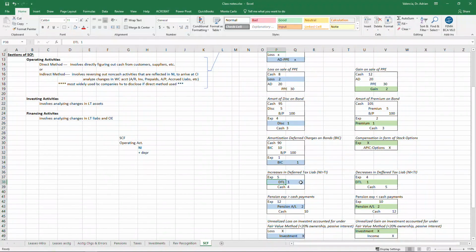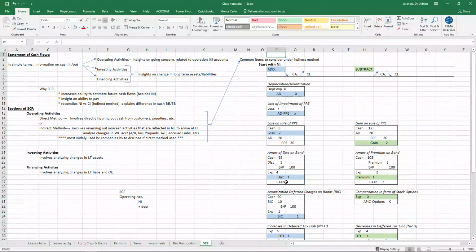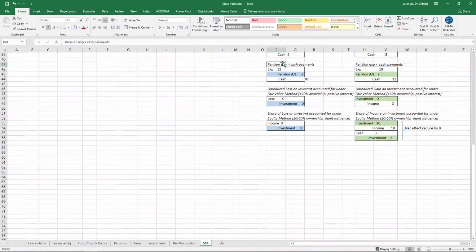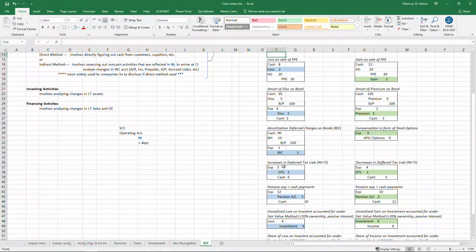And when you have an increase in a deferred tax liability, you're going to add it back. You're going to add it back because net income is reflecting a tax expense of 5, but really the cash outflow was only 4. So this $1 gets added back to net income to arrive at cash income.